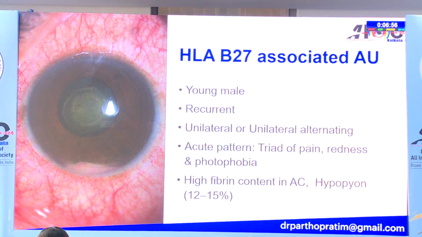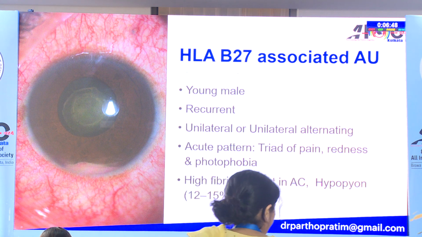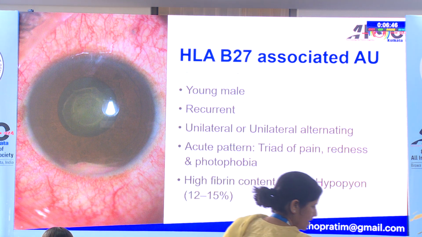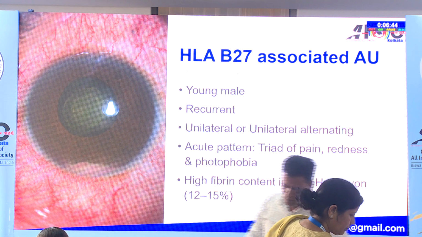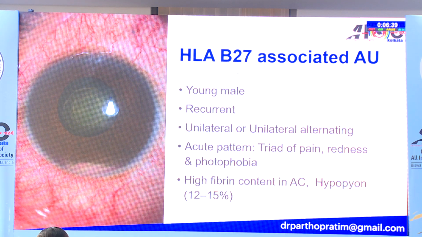For example, with this HLA-B27, what we know is that commonly young males are involved. It's recurrent in nature. It is almost always unilateral, but keeps on alternating from one eye to another. And we see a triad of pain, redness and photophobia, and high fibrin content in the anterior chamber or with hypopyon. So this is our knowledge.